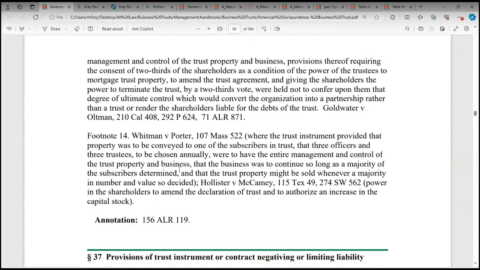Where the trust instrument provided that property was to be conveyed to one of the subscribers in trust, that 3 officers and 3 trustees to be chosen annually were to have the entire management and control of the trust property and the business, that the business was to continue so long as the majority of the subscribers determined, and that the trust property might be sold whenever the majority in number and value so decided, and the power in the shareholders to amend the declaration of trust and to authorize an increase in the capital stock. That's a lot of power that they have.